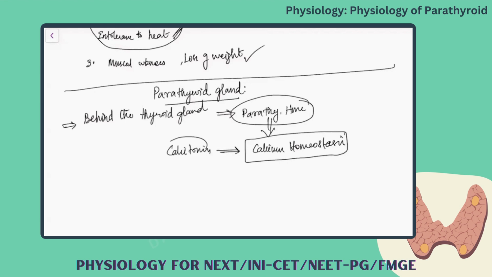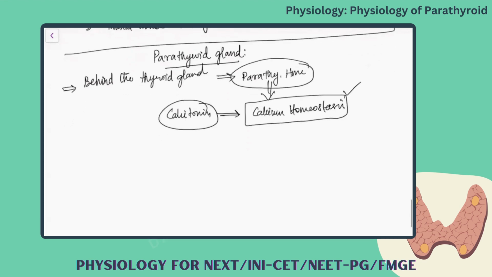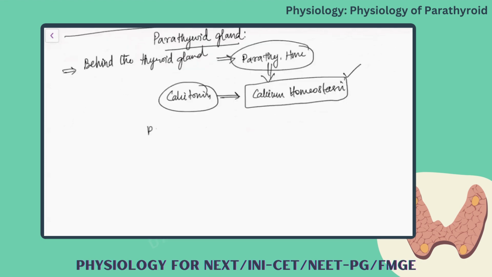help of calcitonin. Calcitonin is produced from the parafollicular cells of the thyroid gland. But parathyroid hormone is produced from the parathyroid gland itself. Okay, clear? And before going into the homeostatic mechanism, we will see the variations of the parathyroid hormone.